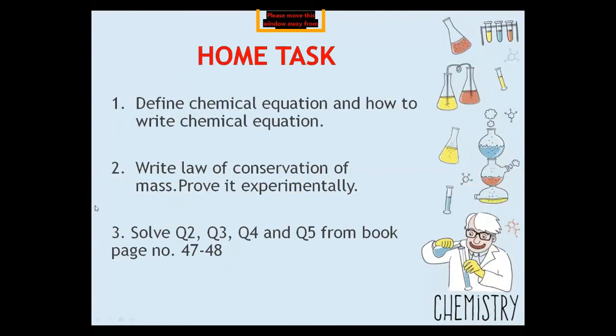Now students, it's time to share the home task. Open your books, students. The question is: define chemical equation and how to write a chemical equation. The answer is given in your book. What is the procedure to write the chemical equation, and what is the right way to write it?